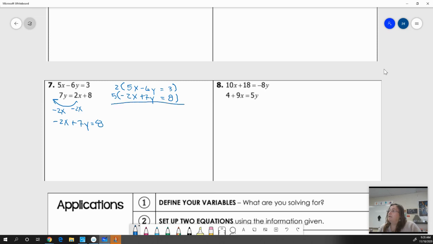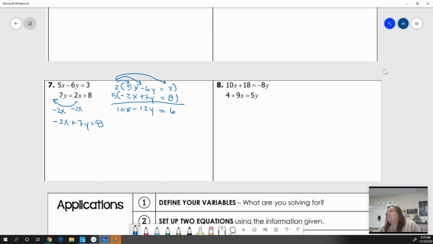So I'm going to create my new equation by distributing. I'm going to go 2 times 5x is 10x. 2 times negative 6, make that look more like an x. 2 times negative 6 is negative 12y. 2 times 3, right? I have to do it to each piece of this equation. 2 times 3 equals 6.